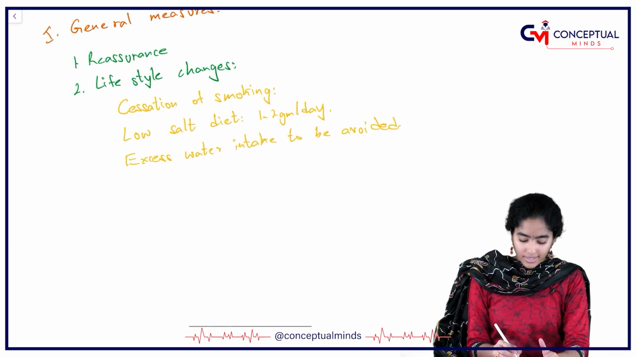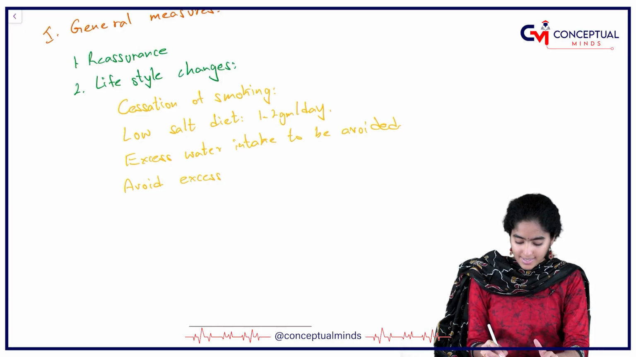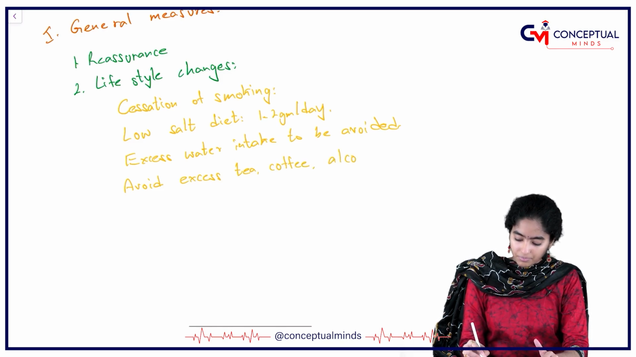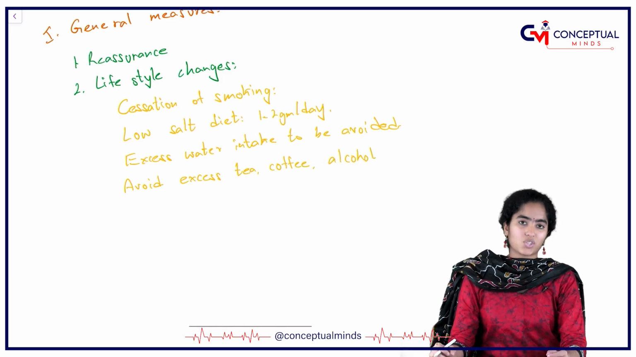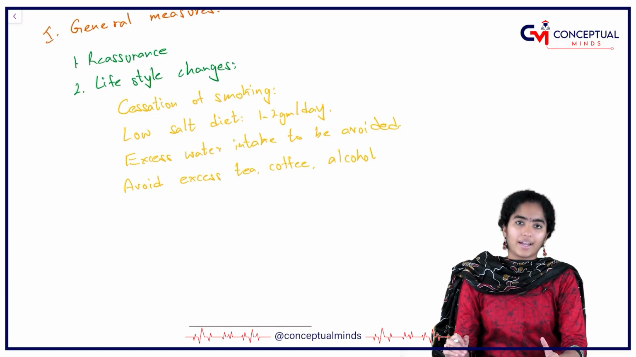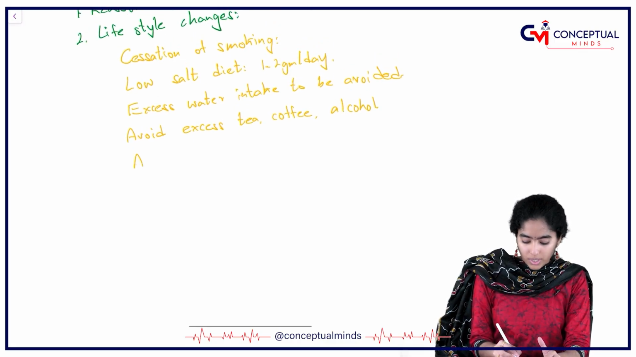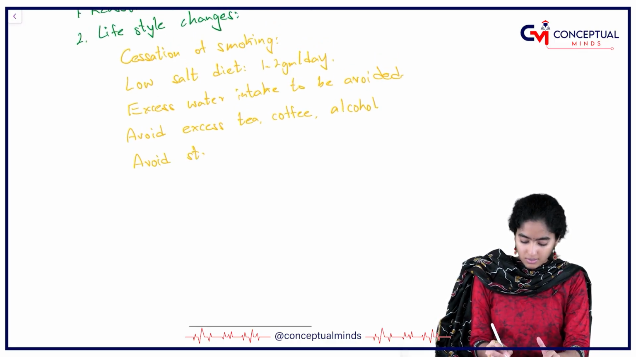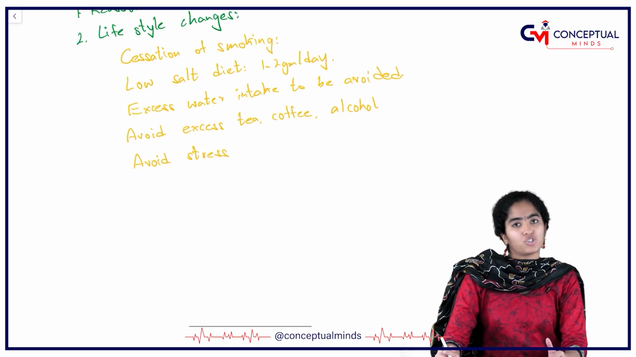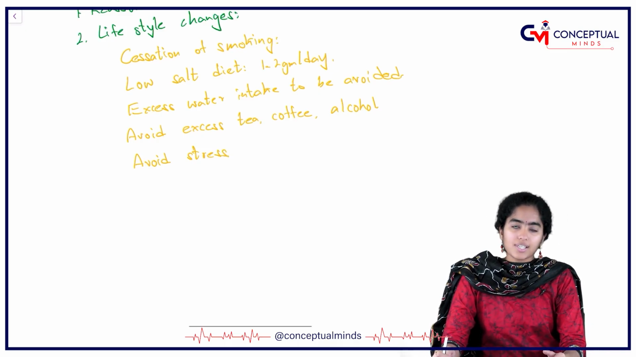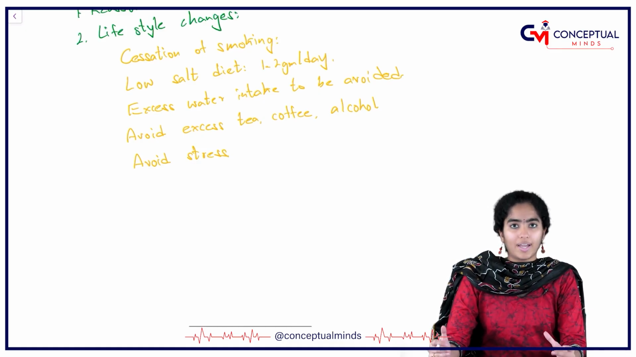Next is avoidance of excess tea, coffee and alcohol, because these can stimulate the sympathetic system and aggravate the condition. And most important is to avoid any form of stress. The patient should practice mental relaxation techniques like yoga, meditation, doing some physical exercise and all those things, and that will also help.